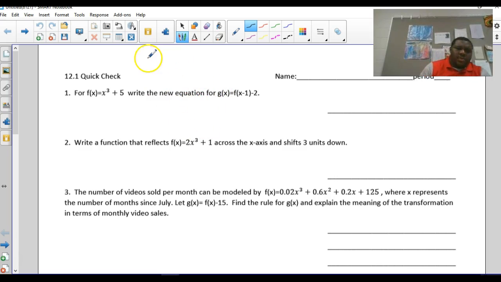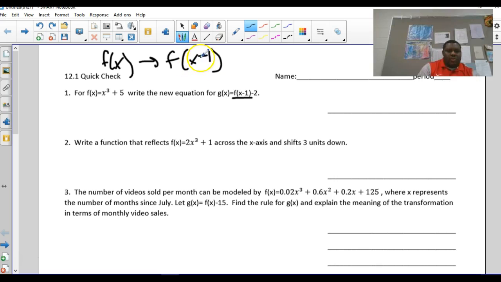This first equation right here, for f of x, x cubed plus 5. Write the new equation for g of x equals f of x minus 1 minus 3. Check this out. See how this is f of x? The first thing we need to address is this part right here, f of x minus 1. Where there's an x, you now added minus 1 to that. You took that f of x and changed it to f of x minus 1.